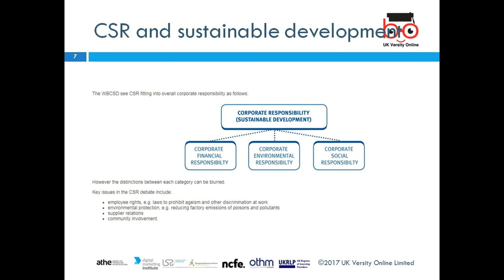However, the distinction between each category can be blurred. We can look at CSR debates, which include employees' rights, laws to prohibit discrimination at work. Environmental protection, reducing the factory emission level, how we can save the environment. So that is environmental responsibility. Supplier relationships, that's our social community involvement. Like building local schools, providing free parking for local people, building a park from your company expenses. That's a social responsibility. As a society, you have to contribute.